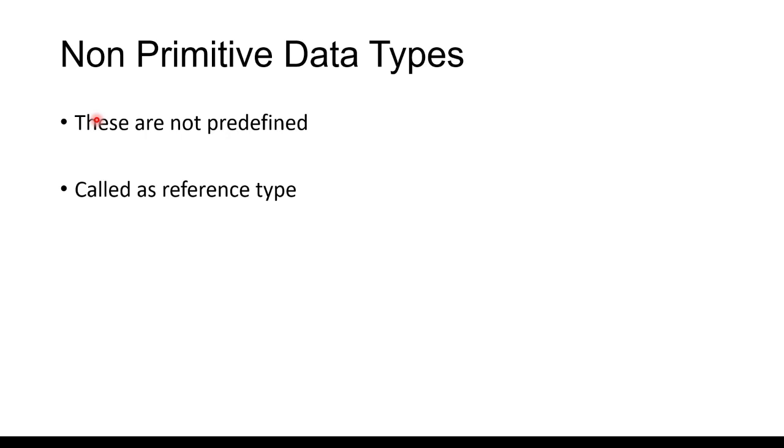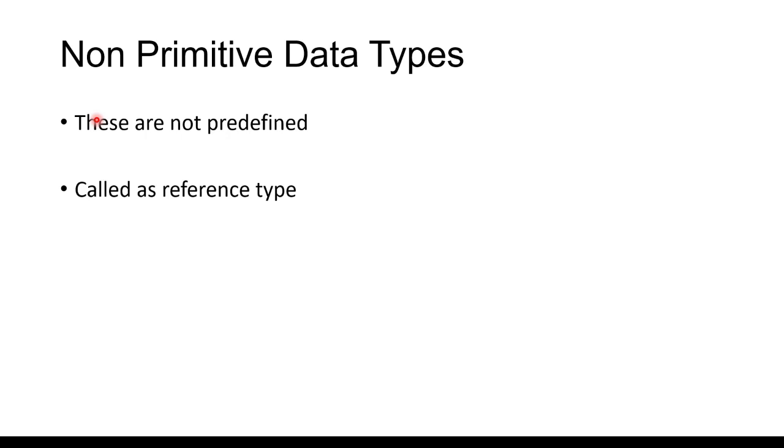Non-primitive data types are also called reference types because when we create a non-primitive data type, the variable will store the reference of the object. We will see this with an example after the explanation. So why are we calling this a reference type? When a new non-primitive data type is created, its actual value is stored in the heap memory.